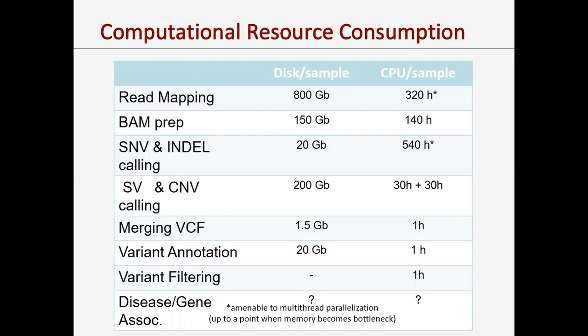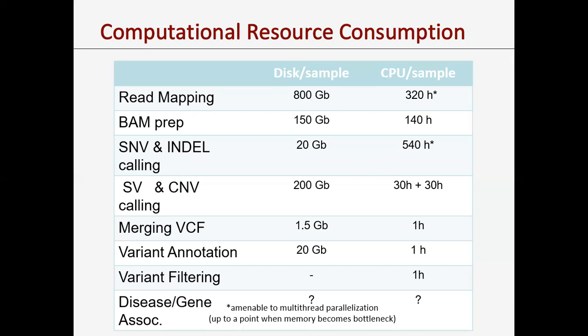So these are some computational resources, what you need for different steps. If you want to do the read mapping, your sample data will be huge, and you need this much disk space for processing one sample. Because if you take whole genome data for one individual, it will be around 90 GB. And when you process it, different outputs will be generated, and those outputs will also be huge.